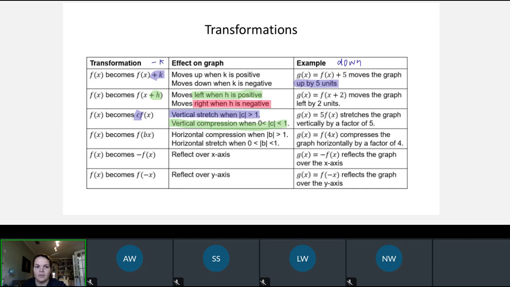All right, and then we have horizontal stretch and horizontal compression. So this happens when we put a number in front of x that's inside the parentheses. So again, when it's bigger than 1, it's a compression. 0 to 1, it's a stretch.